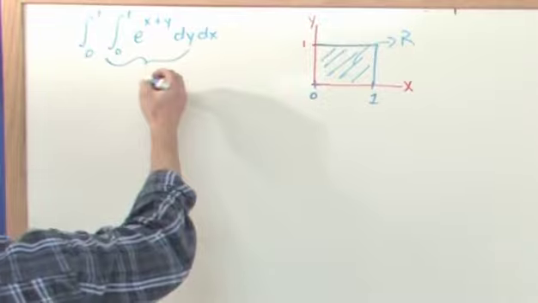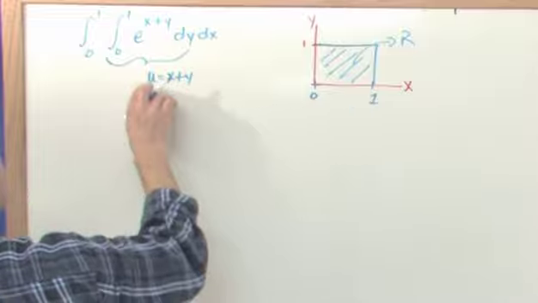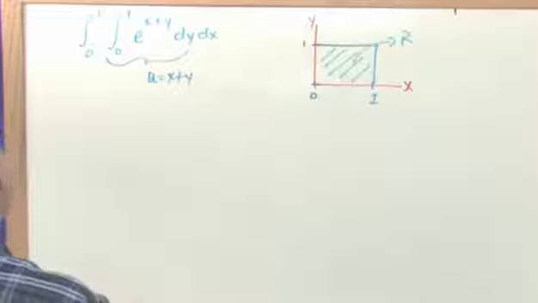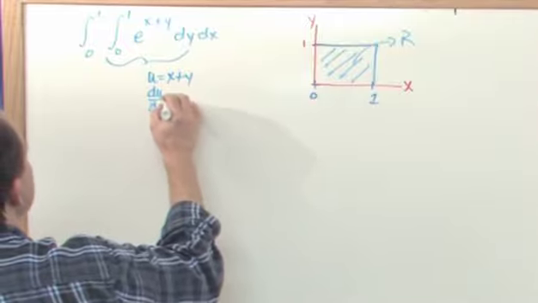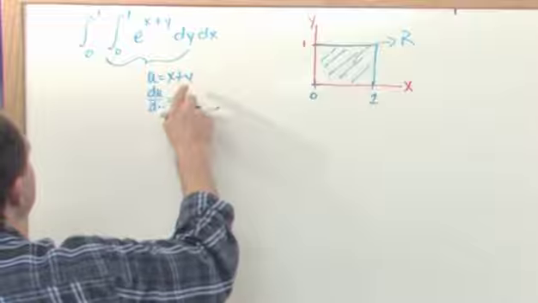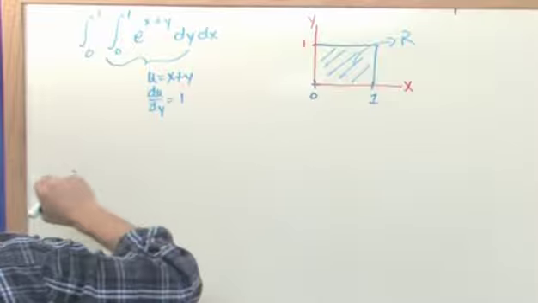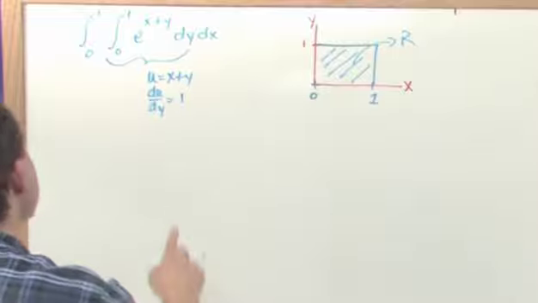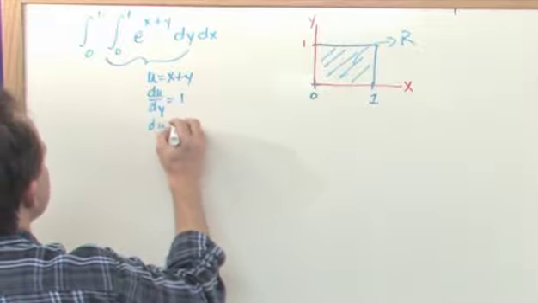So what I'm going to do is a quick substitution. u equals x plus y, because I want to get this function in terms of e to the u, something I know how to integrate. du with respect to y, because that's what I'm integrating with respect to, is just going to equal 1. If I take the derivative with respect to y, I'm holding x constant, so the derivative is 1. So du is equal to dy.